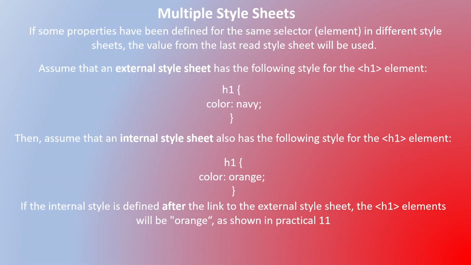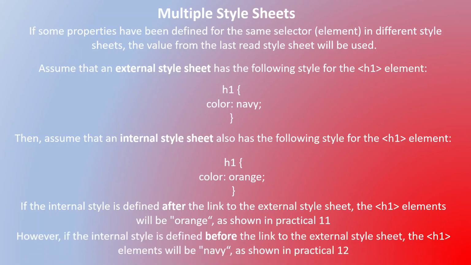So here we are saying that if the internal style is defined after the link tag, then the elements will be formatted with orange color. Otherwise, they will be formatted with the navy color.